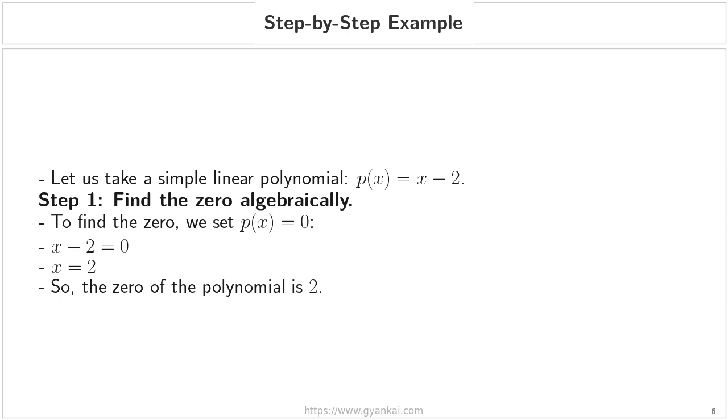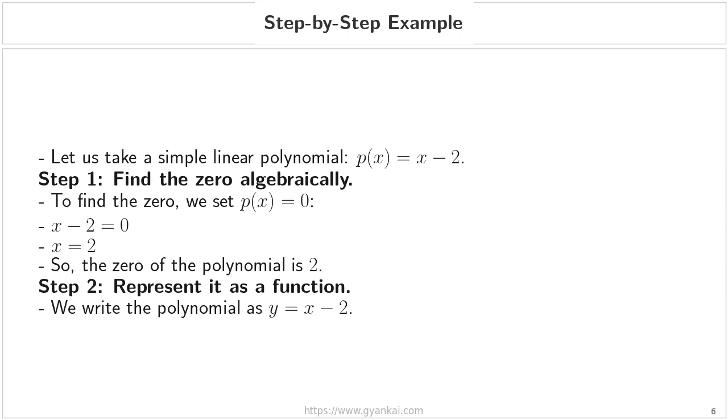To do this, we simply set the entire polynomial equal to 0. So, we write x minus 2 equals 0. By adding 2 to both sides, we find that x equals 2. Therefore, algebraically, our 0 is 2.